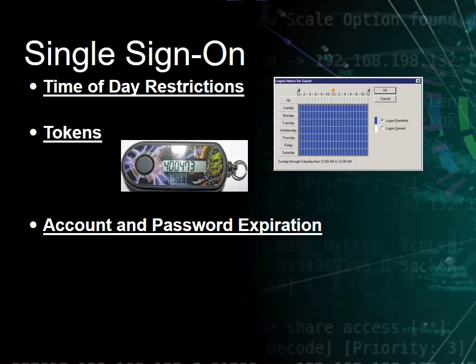So you're narrowing down, let's say you're doing from 6 a.m. to 6 p.m., you're narrowing down when a potential attacker can attack the account. And by expiring usernames and passwords, let's say every 90 days, you're narrowing down how long they have to try to brute force or guess the password. The shorter the window span you give them for trying to figure out the password, the better and more secure your network will be.